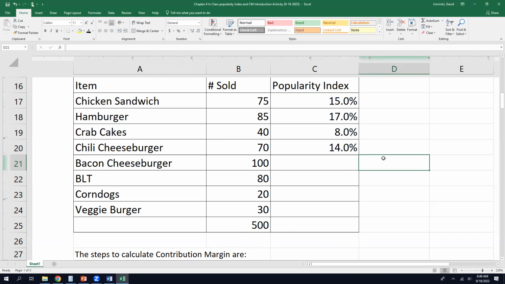So what I would do if I were you, just while you're learning, is do this: 75 divided by 500. Divided by 500. Just go all the way down, and that will give you your percentages.